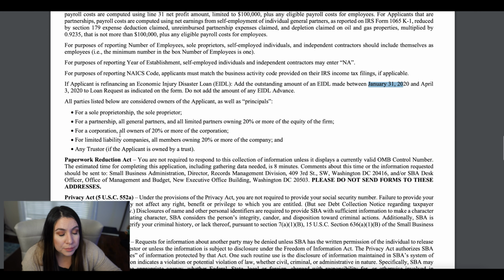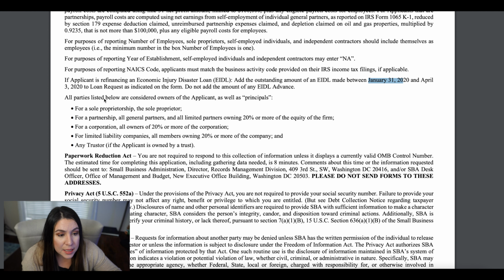All right. And then it lists out what is considered owners. So for sole proprietorships, the sole proprietor is the owner. For partnerships, all general partners that have at least 20% equity in the firm. For corporations, all owners of 20% or more of the corporation. For limited liability companies, all members owning 20% or more of the company. And any trustor if the applicant is owned by a trust.